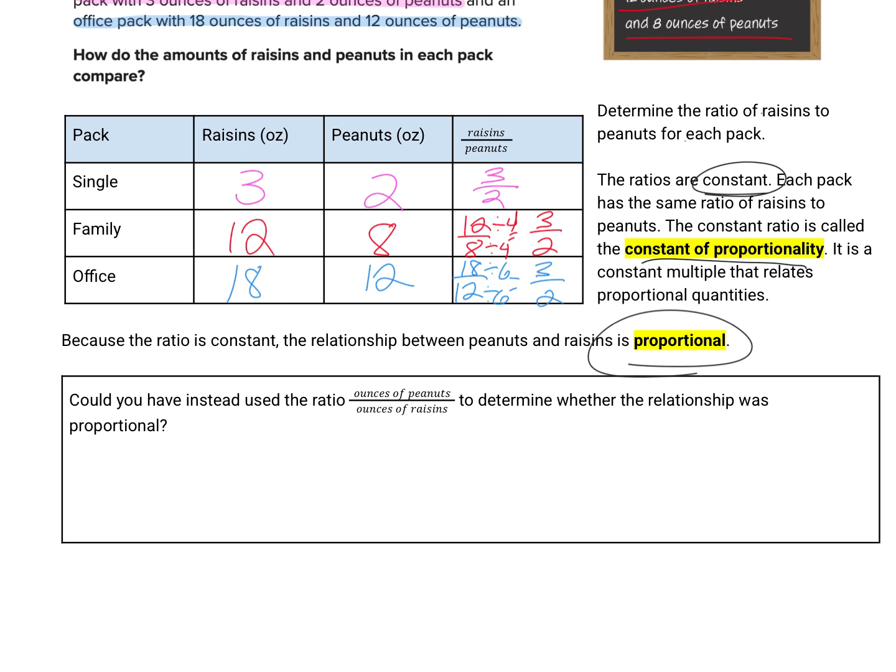Okay, so coming down to this question down here, let's think about this. It says, could you have instead used a ratio of ounces of peanuts to ounces of raisins to determine whether the relationship was proportional? So I want you to go ahead and pause the video here, think about what that means and write down an answer for kind of what you're thinking, what you're brainstorming, and then come back and watch the video to see what our answer could be.